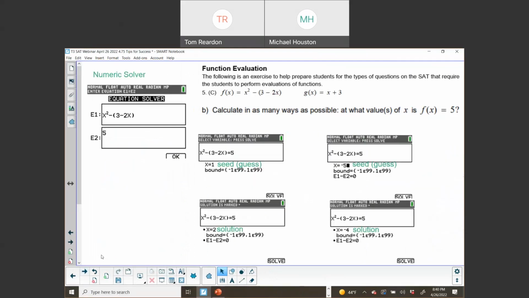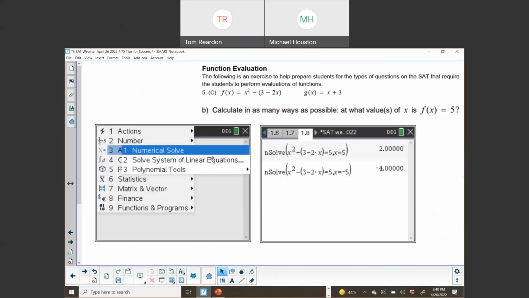And there's also a numeric solver on the Nspire. Okay. The difference there is your seed is typed in right here. So it's nsolve, the equation equals, comma, the variable equals what you want to seed it with. So I tried 5 and got 2. I tried -5 and got -4. So Nspire users, you also have the numerical solve.